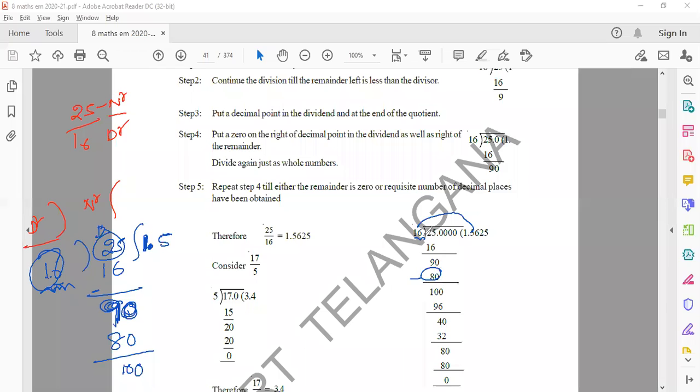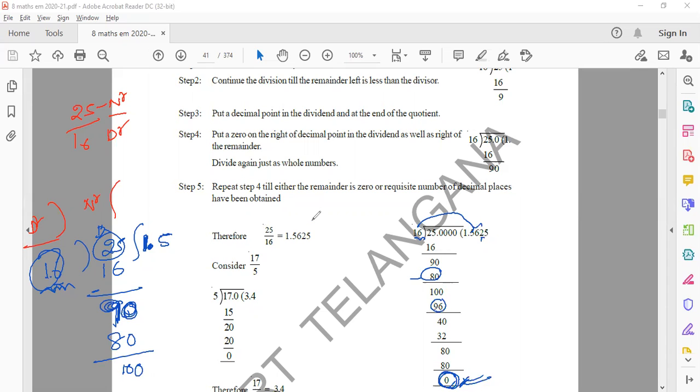Now 16 sixes are 96, that is what they took. Then they got remainder 4, but since the point is already there, you can take 0. Then 16 twos are 32, they got 8. The point is there, you can take 0, and 16 fives are 80, so they got remainder 0. Till you get remainder 0, you have to continue your procedure.